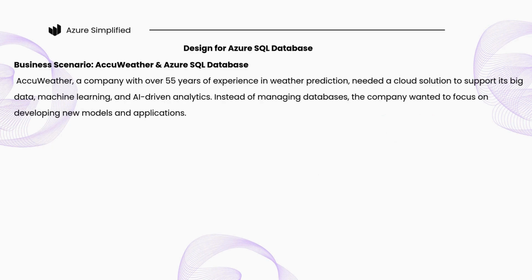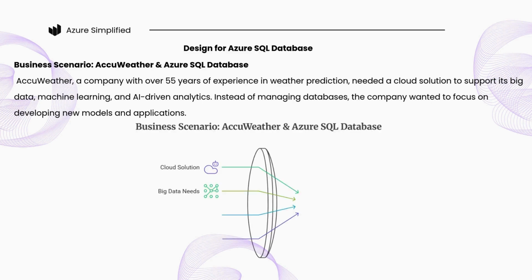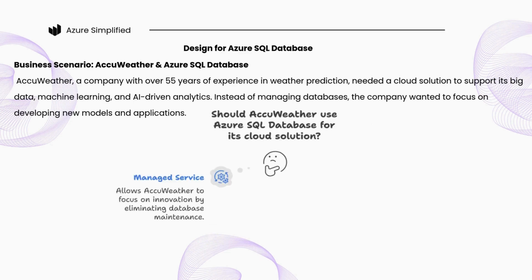Business scenario, AccuWeather and Azure SQL Database. Overview. AccuWeather, a company with over 55 years of experience in weather prediction, needed a cloud solution to support its big data, machine learning, and AI-driven analytics. Instead of managing databases, the company wanted to focus on developing new models and applications. Why should AccuWeather use Azure SQL Database?